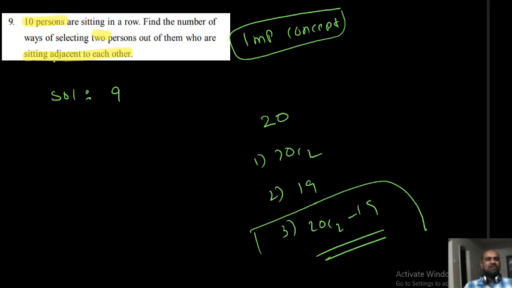I think this is the only problem. 10 persons are sitting around a circle. This is different, circle problem is different. In a row, find the number of ways of selecting 2 persons out of them which are adjacent. In a linear arrangement, you are getting n minus 1. But circularly, what happens, I will show you.